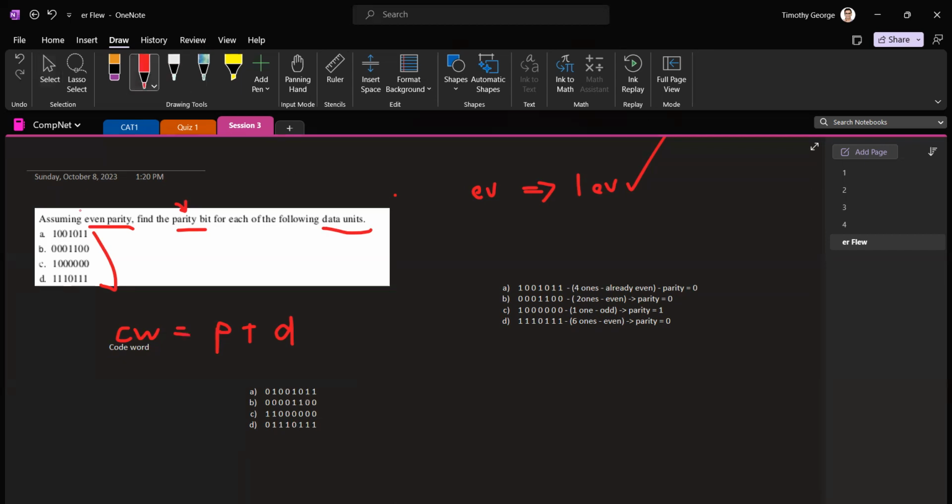The aim of even parity is that all the data that you have should finally be of even parity. So the final code word that you get should have an even number of ones. And so that's how it is: 4 ones, 2 ones, 2 ones, 6 ones. So these are all even parity. It was made even parity because we added one parity bit, and that parity bit was dependent on whether it already had an even number of ones or not. So this would be your final answer.